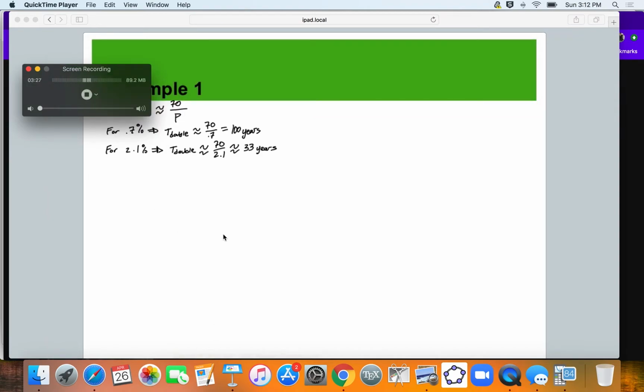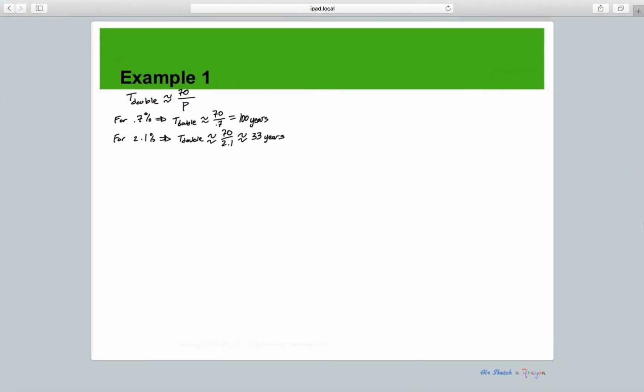Okay, and then let's do, from the most recent, so for 1.1%, our doubling time is 70 divided by 1.1, or about 64 years.